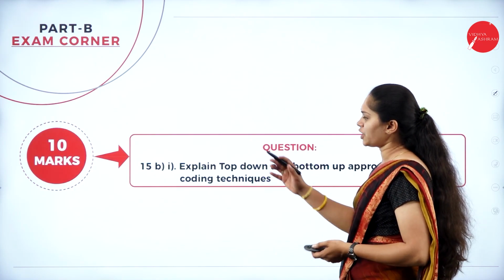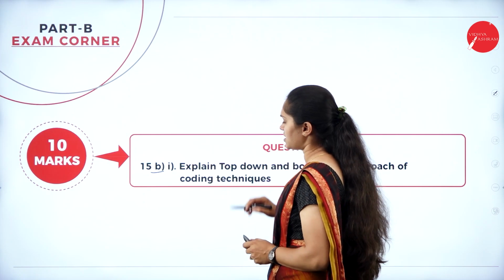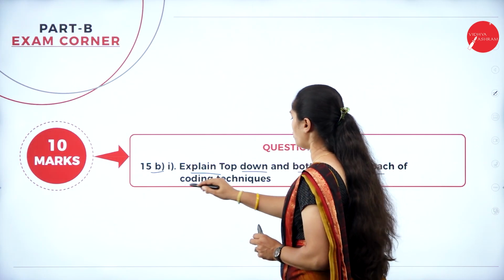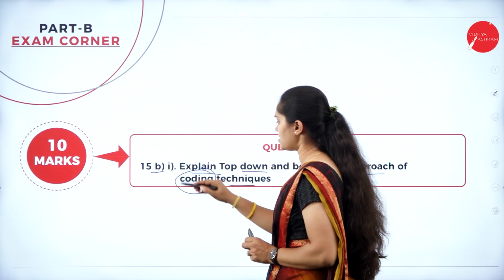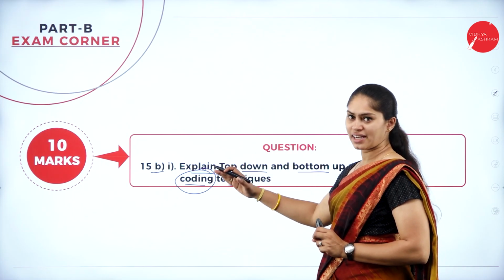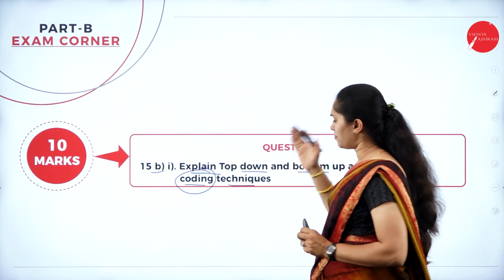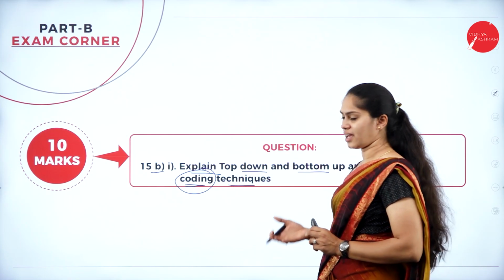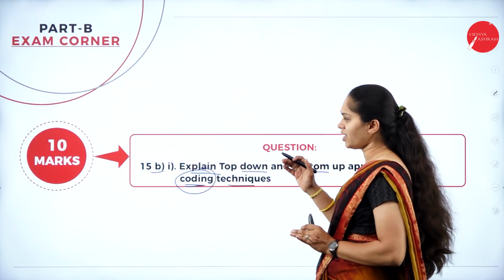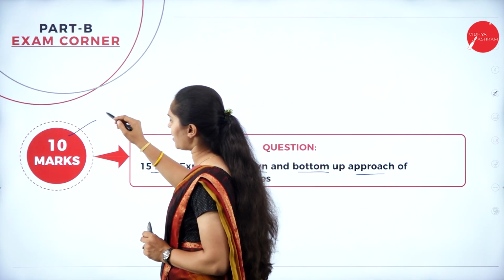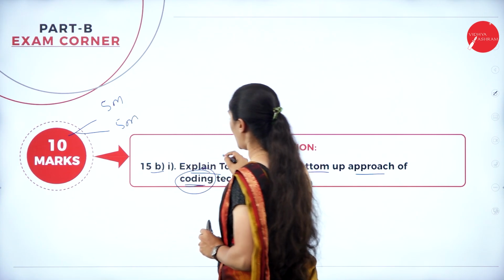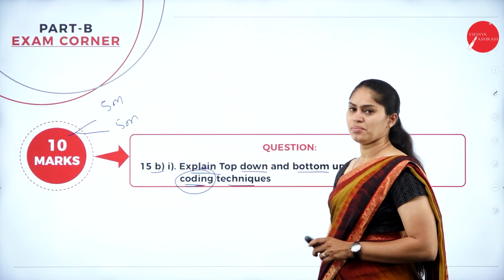Next, we'll see question number 15. In that we have a sub question B. Explain top down and bottom up approach of coding techniques. So, you need to concentrate. They are asking about the coding techniques. We also have a design technique and system hierarchy, but they are mentioning coding technique. How top down and bottom up approach are used for the coding technique, and it is of 10 marks. So, clearly you can understand, 5 marks for top down approach and another 5 marks for bottom up coding technique.